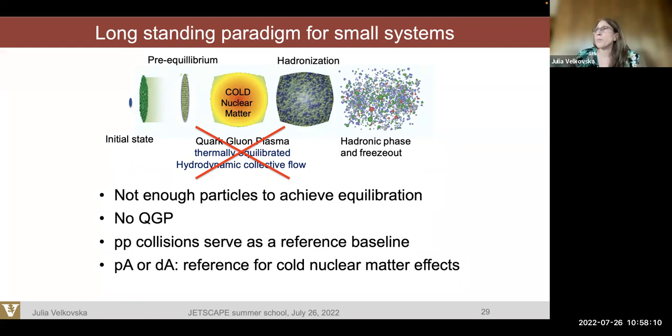Then you have other effects, depends on what you're looking at. If you look at, for example, production of quarkonia, still the quarkonia may be broken up even in cold nuclear matter because of interactions with the nucleus. So there are various such effects that need to be understood and taken into account. So that's why measurements in proton-proton collisions typically serve as a reference baseline, but proton-nucleus collisions are also considered to be a very important baseline for these cold nuclear matter effects.